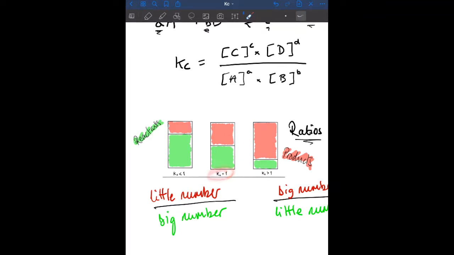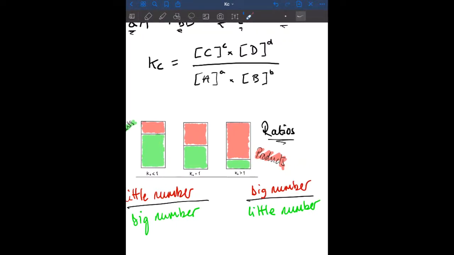If KC is 1, it means that we have got equal amounts of products to reactants. They're equivalent. And if we've got KC greater than 1, it means that we have got equilibrium lying predominantly on the product side. So we've got a larger value for the products, i.e. the big number, divided by the little number. So we've got more products. And that's it. That's what KC is all about representing. It's telling us what that ratio is. Have we got more products or less products? More reactants or less reactants? Where does that equilibrium lie?